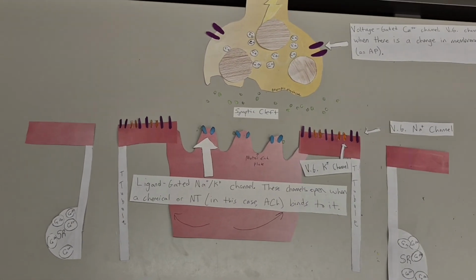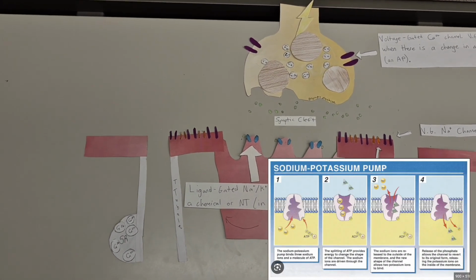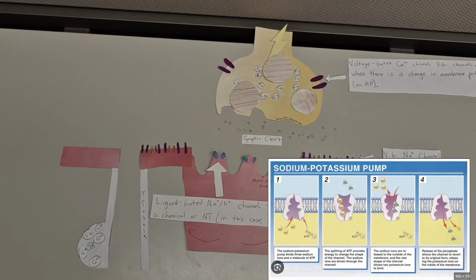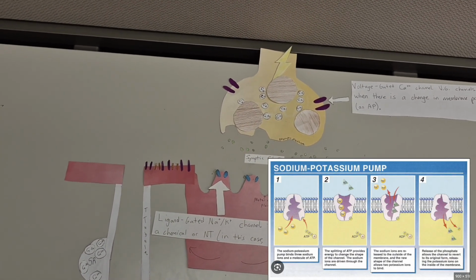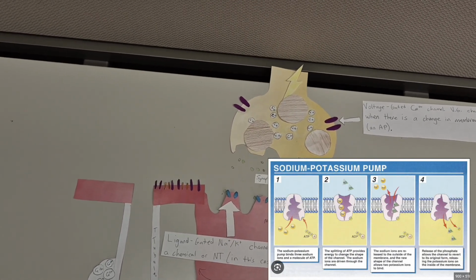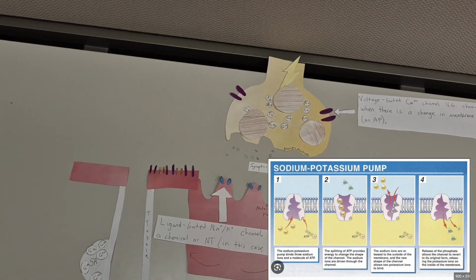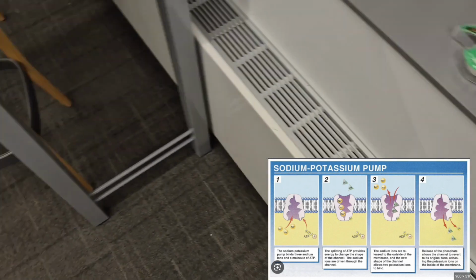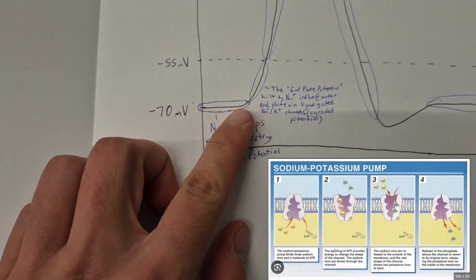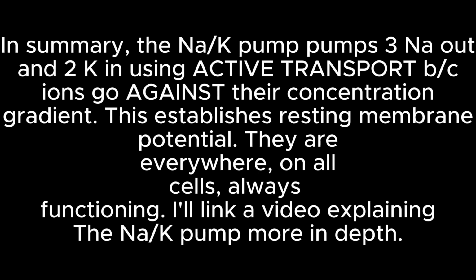The way that the sodium-potassium pump works, to put it briefly, is that it establishes resting membrane potential. It moves 3 sodiums into the extracellular space, and it moves 2 potassiums into the intracellular space. This creates the resting membrane potential that we can see here on this graph, which is usually around negative 70 millivolts.